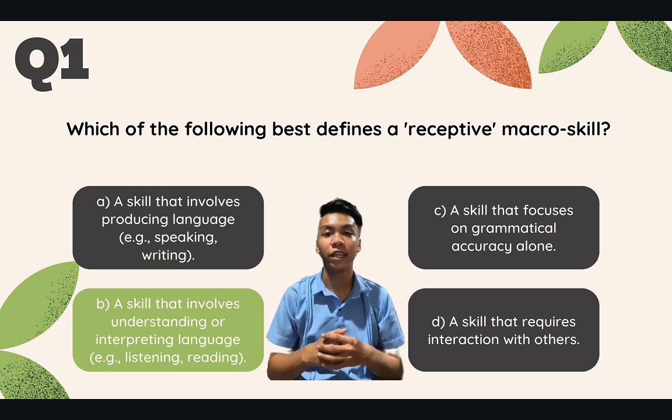For letter A, this option defines productive macro skills, not receptive ones. However, letter C, while grammatical accuracy is an important component of language skills, it doesn't define receptive skills. And letter D, interaction itself is not a defining characteristic of receptive skills.